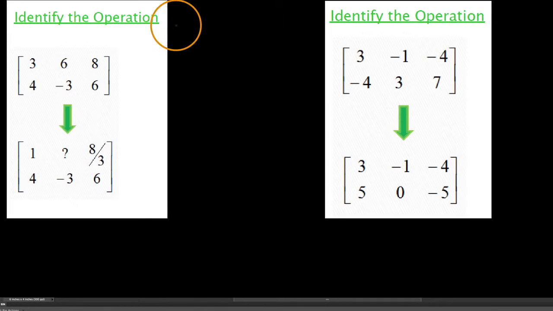So in terms of row operations, I've got a couple of examples here where all I really want to do is identify what was the row operation that occurred, and especially in this example, what this indicated value would be or have to be.